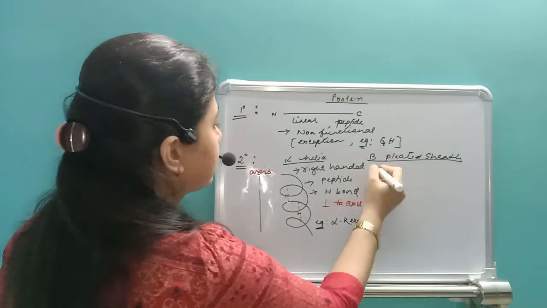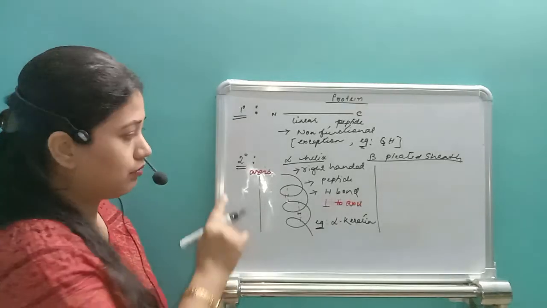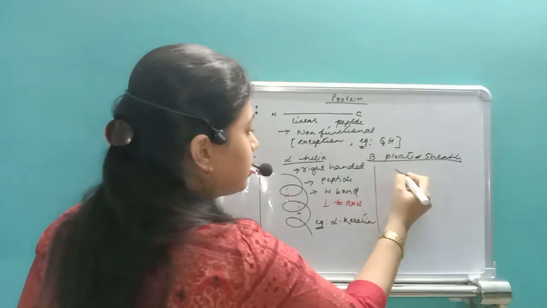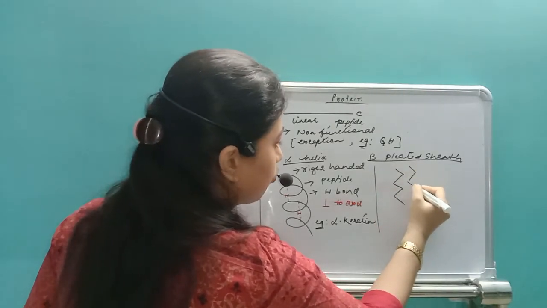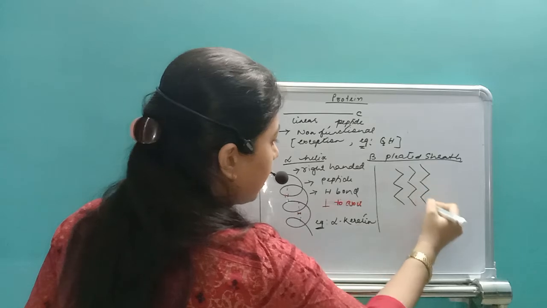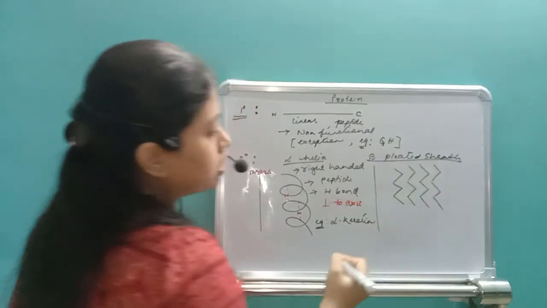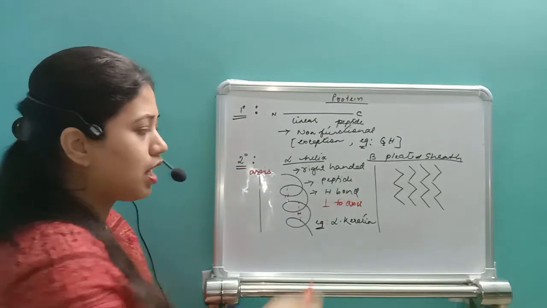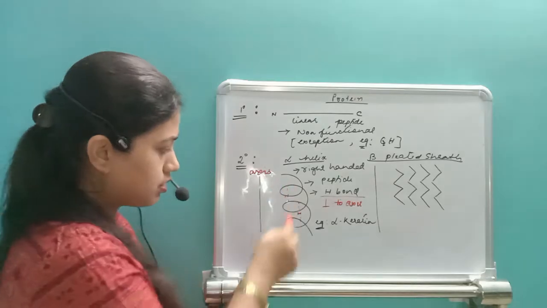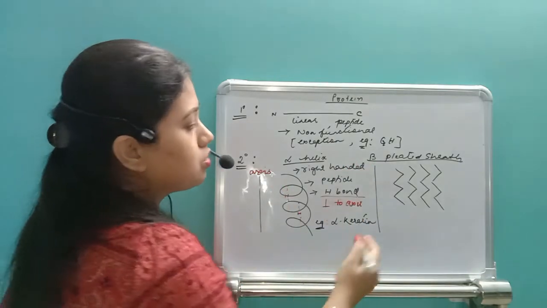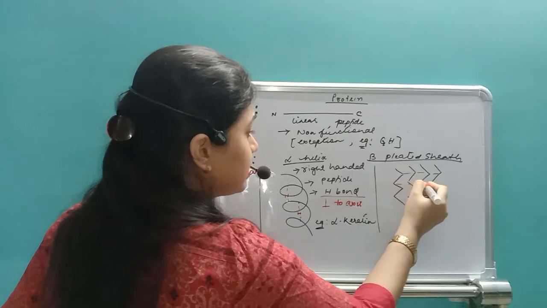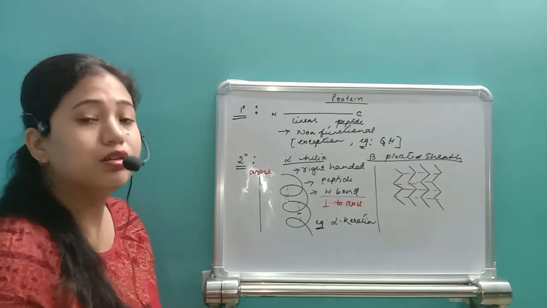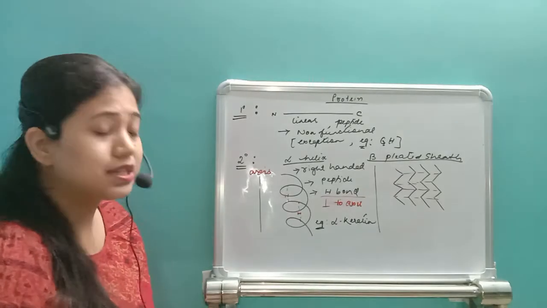The second one is beta pleated sheet. Earlier in the alpha helix, what we have seen, there is only one single polypeptide. Now in beta pleated sheet, what happens? We have more than one polypeptide, and hydrogen bond is formed in between the different polypeptide chains. So earlier in alpha helix, we have seen the hydrogen bond in the same polypeptide chain. So this is the basic difference.